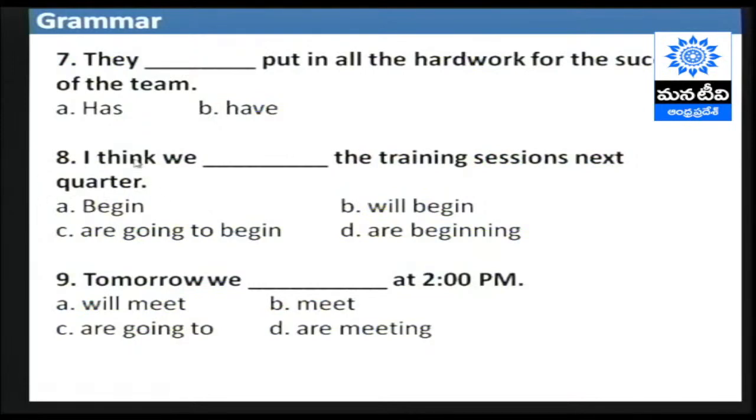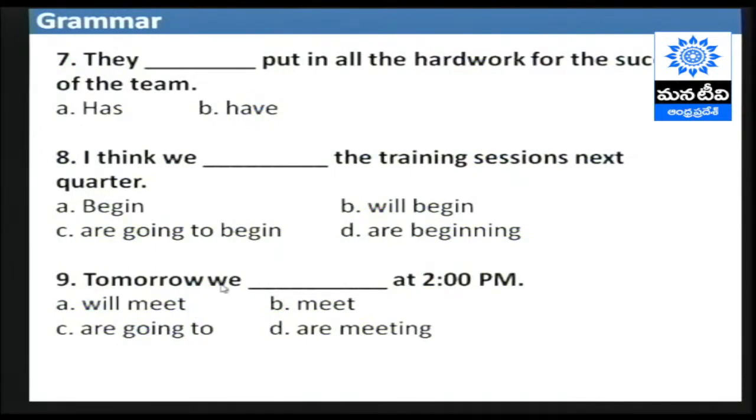Number 8: I think we dash the training session next quarter. Now next quarter means it's in the future. I think we begin, no, we will begin the training session next quarter. We are beginning, no, that's not the right form. We are going to begin, that is again an incorrect form because it's a transliteration. So we will begin the training session next quarter.